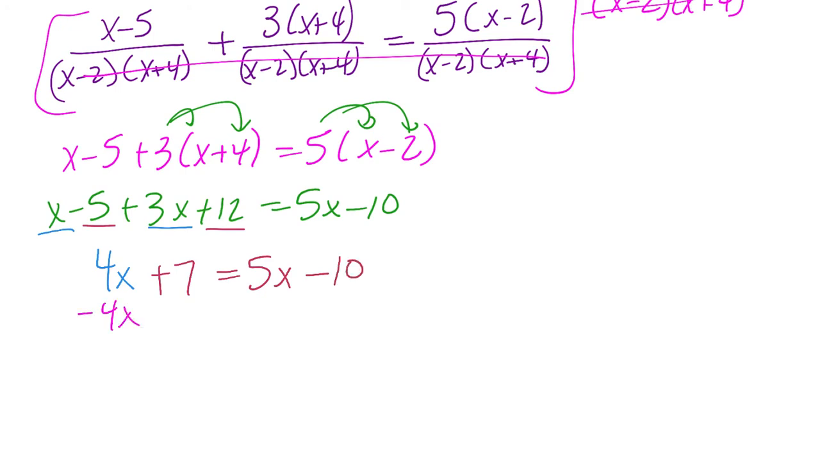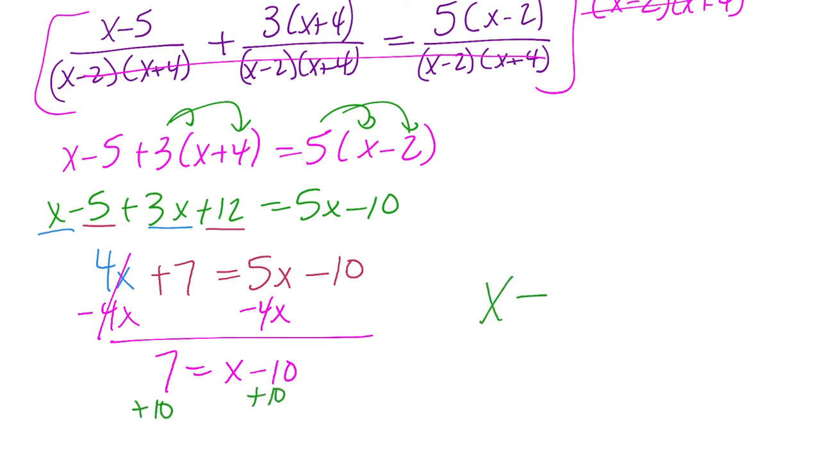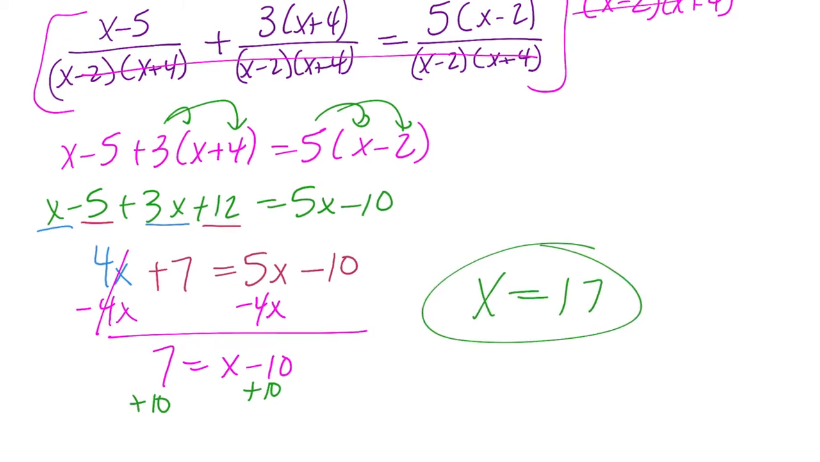I want to subtract the 4x on both sides. I want to always move the smaller of the two. So 7 equals x minus 10. Last step. I want to add 10 to both sides. X equals 17.